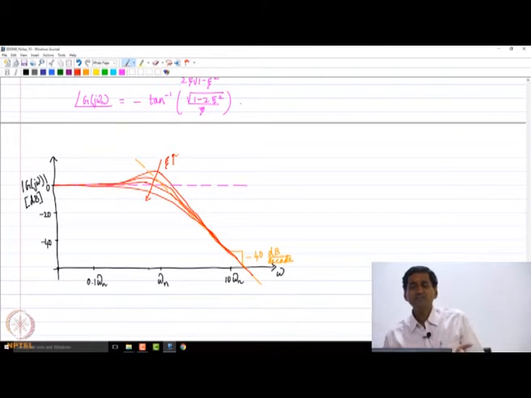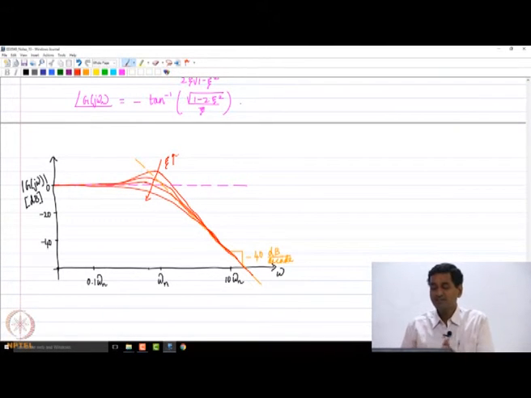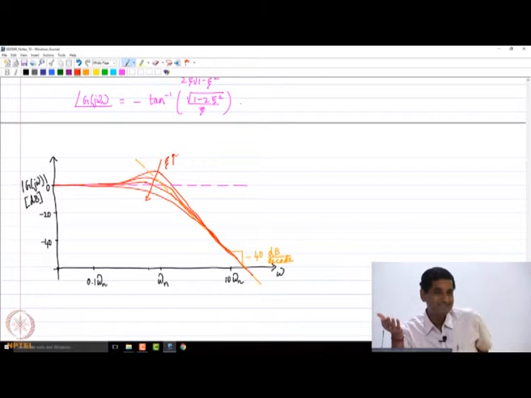Of course, for zeta greater than 1 by root 2, you see that the maximum value never crosses 0 decibels. That means there is no peak as such for zeta greater than 1 by root 2. So the maximum value is 0 decibels, that is, the low frequency asymptote is the highest value. So that is what happens.